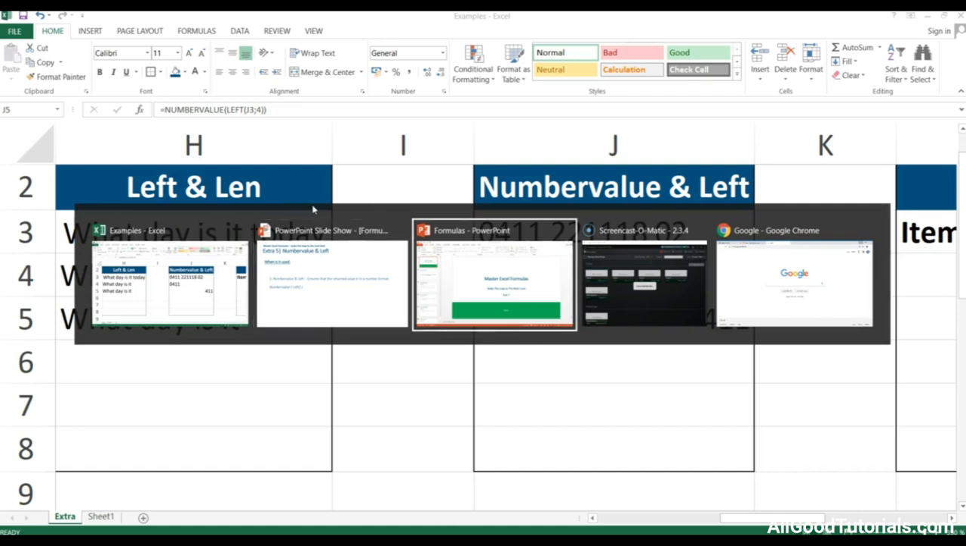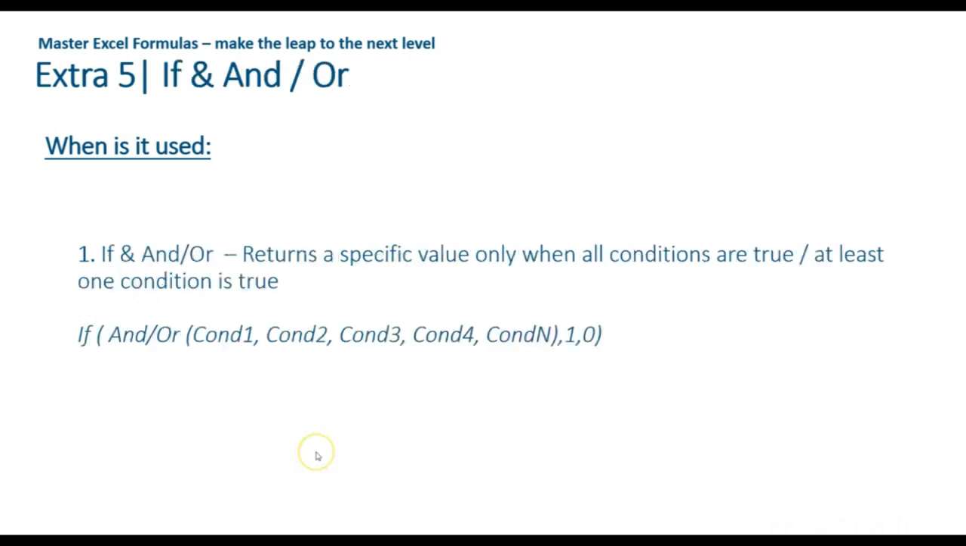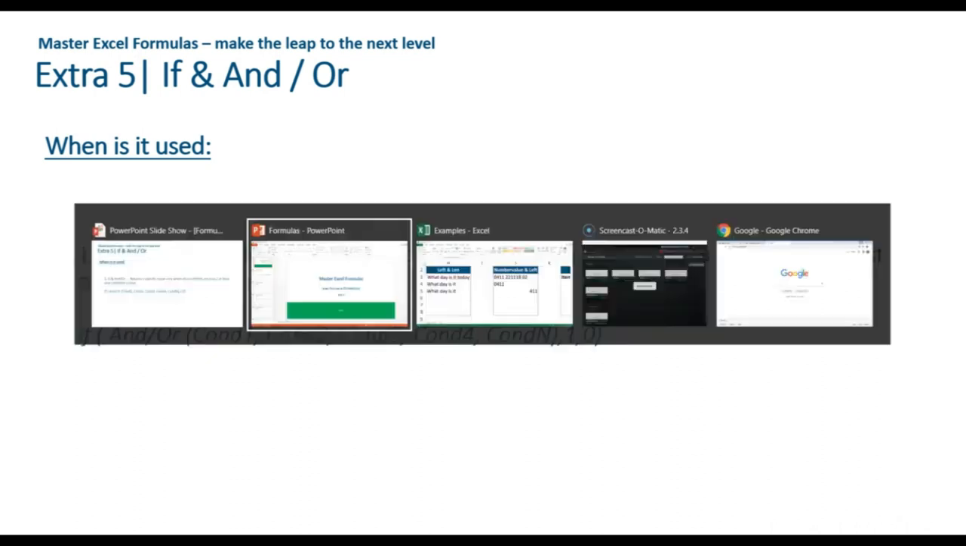The next combination of formulas is if together with and or. Again, these are logical functions, and what they do is ensure that this combination of formulas returns a specific value only when all conditions are true, or at least one condition is true, depending on whether we use AND or OR. So let me give you an example here as well.